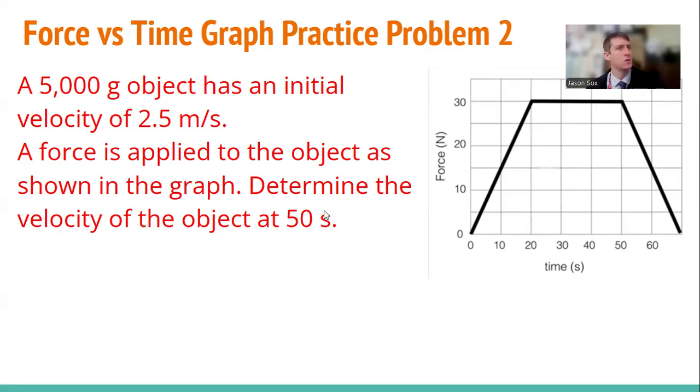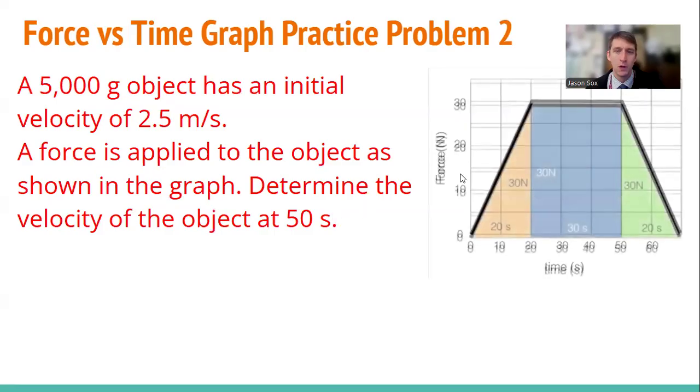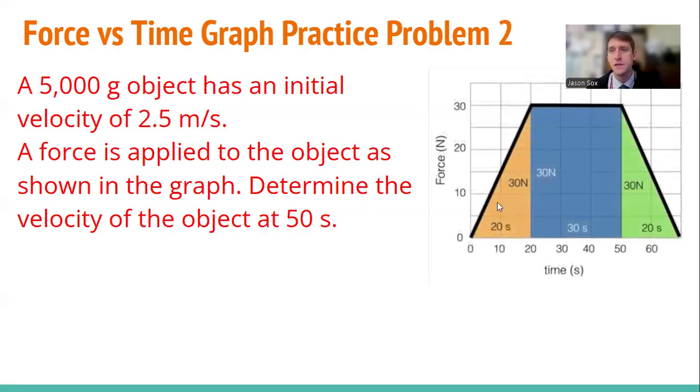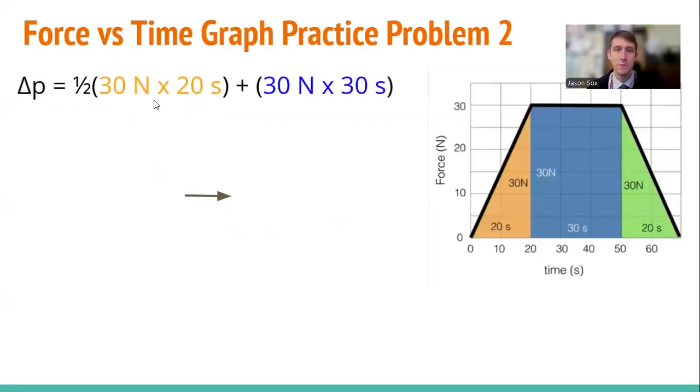So again, we can't just use a UAM equation to solve for this new velocity because the force is not constant. So again, we use this problem approach. We're going to first figure out that impulse. We did this same kind of calculation a minute ago where we figured out the total impulse acting on it.